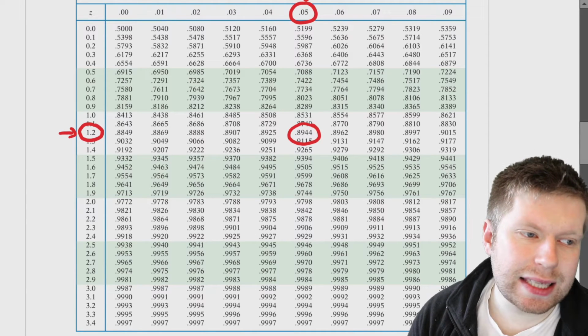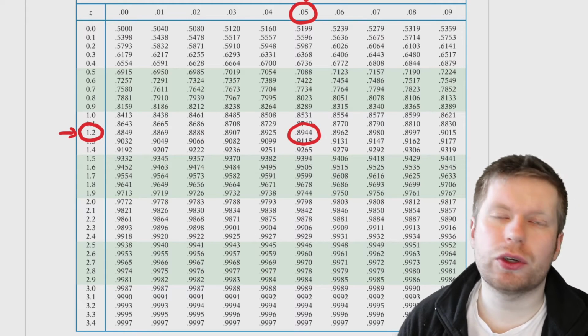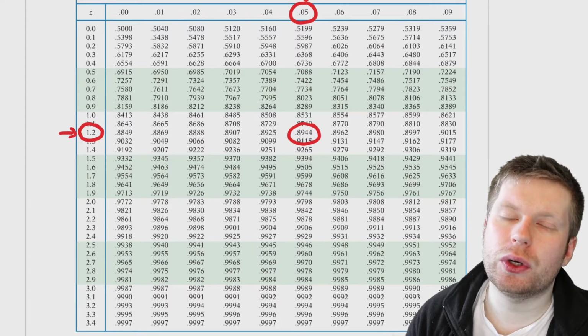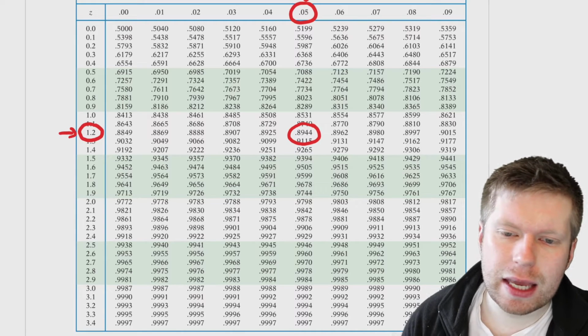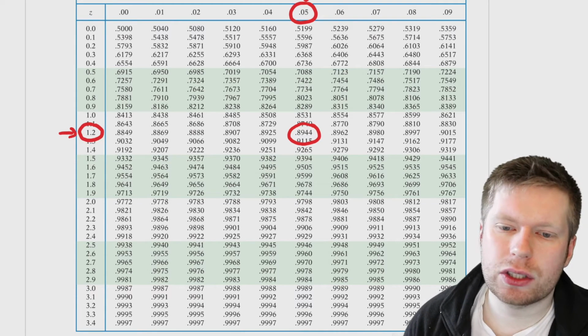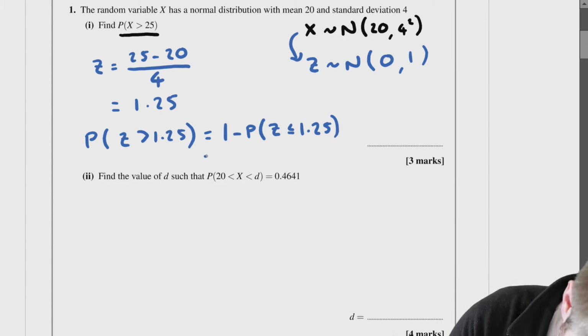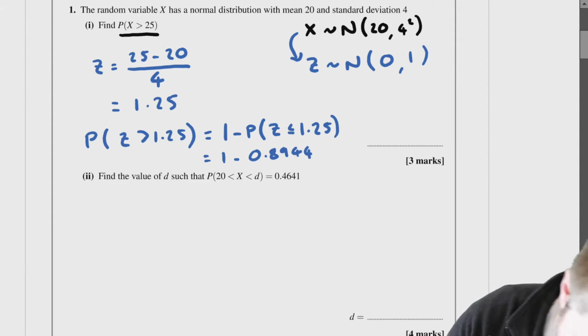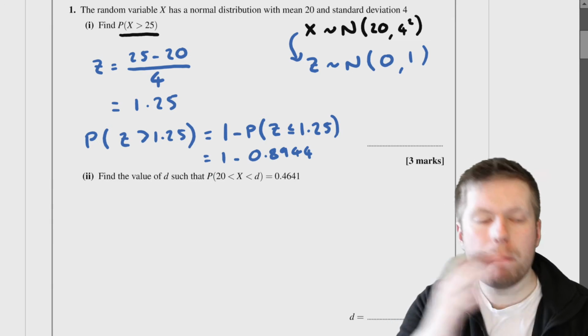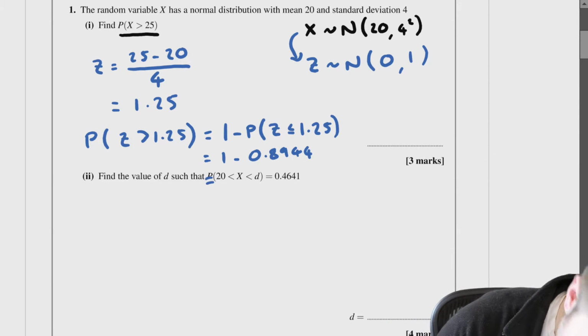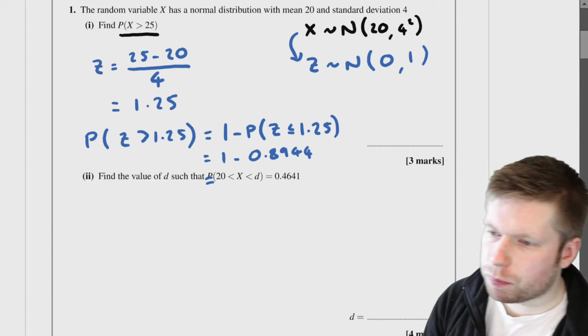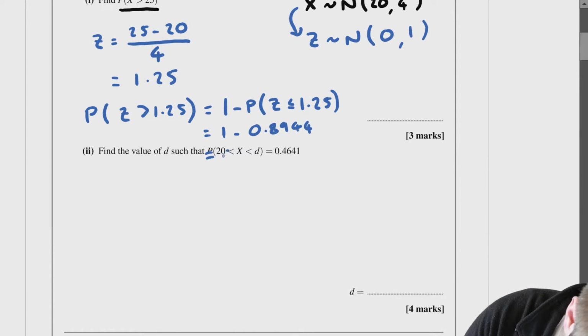So I know the probability that z is less than or equal to 1.25, the probability of finding a value which is less than or equal to 1.25 standard deviations from the mean, is about 0.90, so 0.8944. So I'll come back here, and this is going to be 1 minus the 0.8944 which I've just found. But of course, I don't want that, I want 1 minus that. So if I do 1 minus that, it should be about 0.1056, which I could write as 10.56% if I wish.